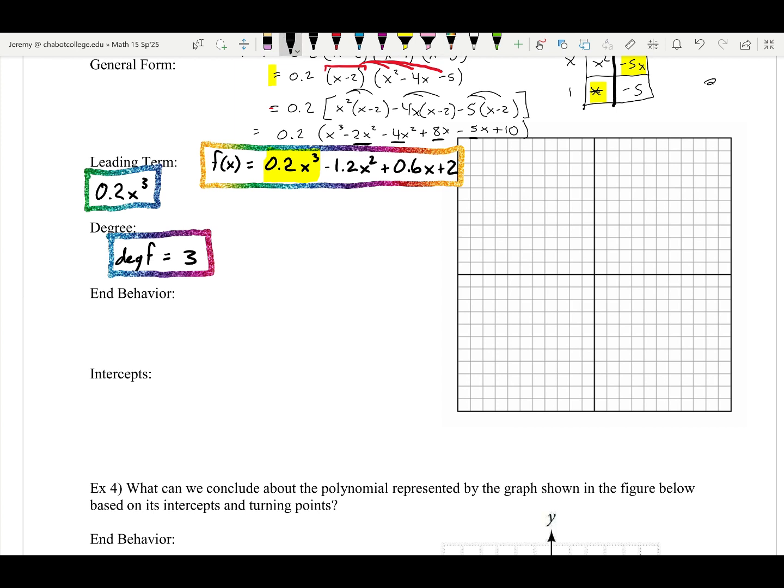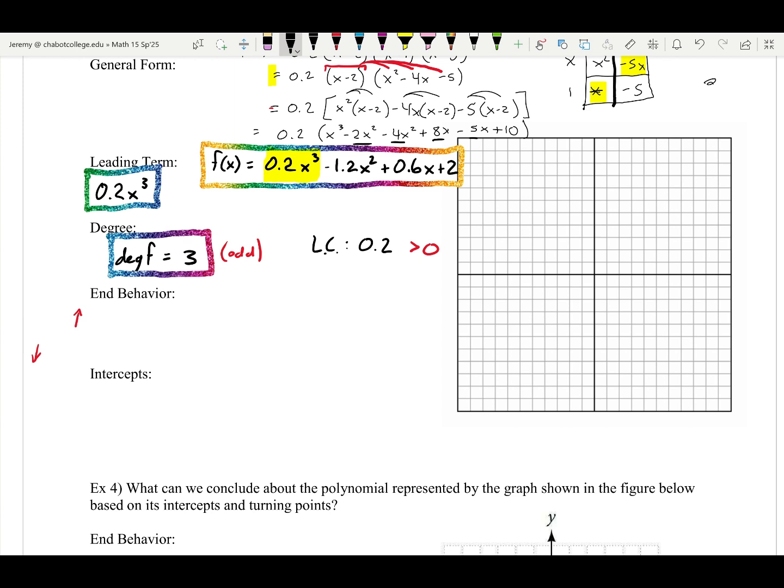And so since the degree is 3, which is an odd number, and I'll also note that the leading coefficient, so what is the leading coefficient in this polynomial? Well, it's just going to be whatever number is multiplying by that x cubed, so it's going to be the 0.2. Since this is positive, it's greater than 0. So these two facts combined, odd degree, positive leading coefficient, means that the end behavior is going to be down on the left, up on the right.